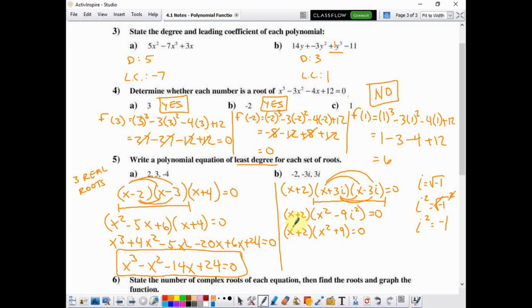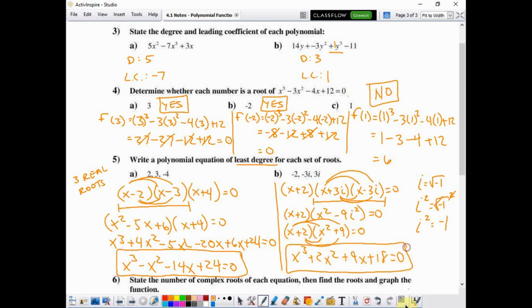Now let's simplify this. X times x squared is x cubed. Let's do this one next, just to keep the descending powers in order. 2 times x squared is 2x squared. X times 9 is 9x. And 2 times 9 is 18.